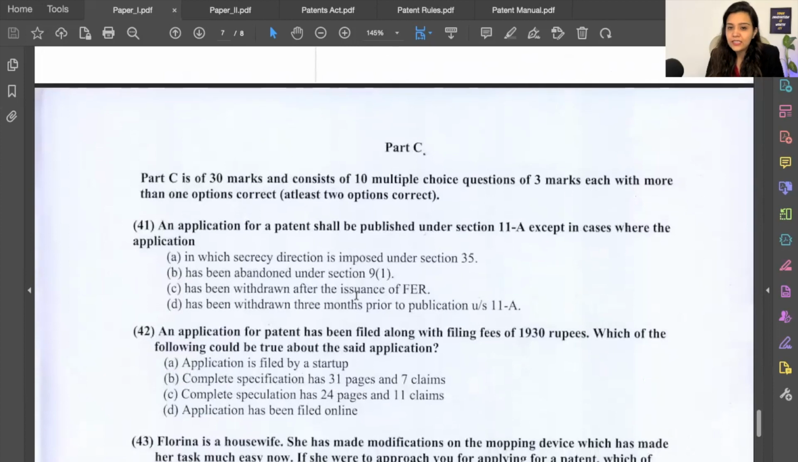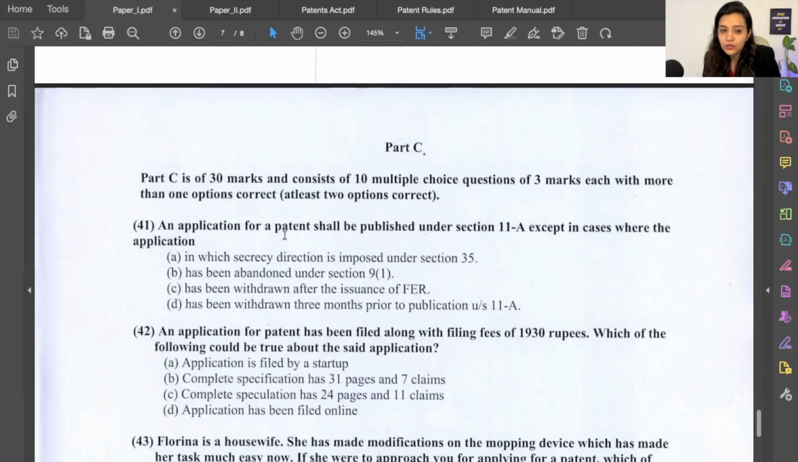And part C is, I think, the trickiest part of paper one, which consists of 30 marks, where there are 10 multiple choice questions of 3 marks each. Why is this the tricky part? Because at least 2 options are correct and at most 4 options are correct. So here we have multiple options which can be correct.